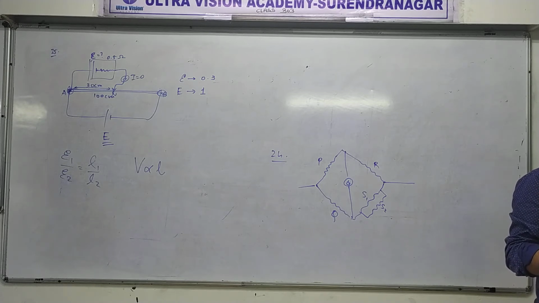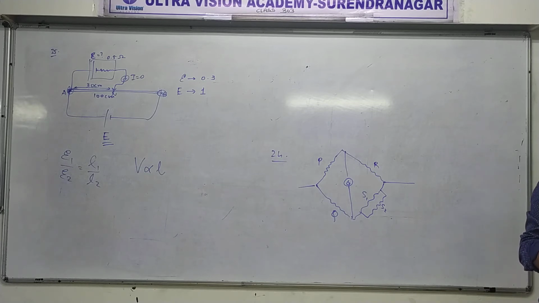Question 26. Meter bridge is as shown in the figure. How long is the wire AB? 50 centimeter. Be careful, it's not 1 meter long. It is only 50 centimeter long. There is a change. Use logic rather than just the formula.